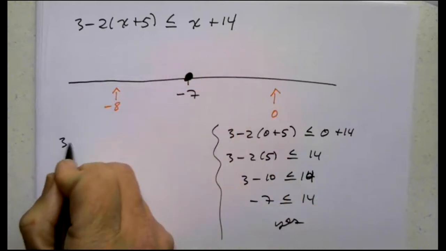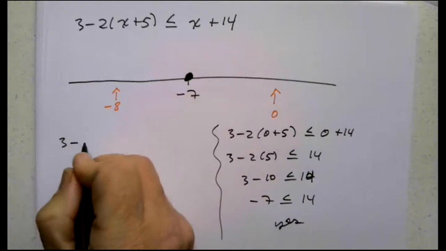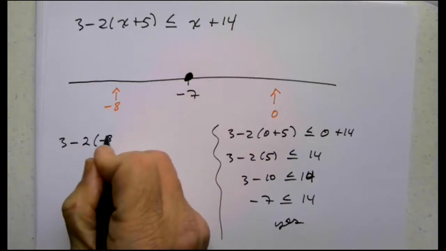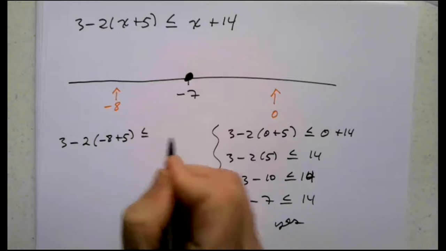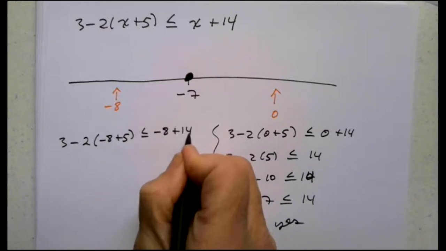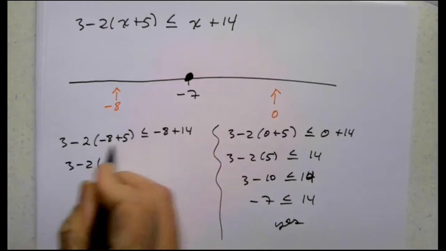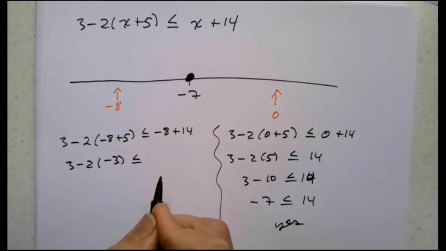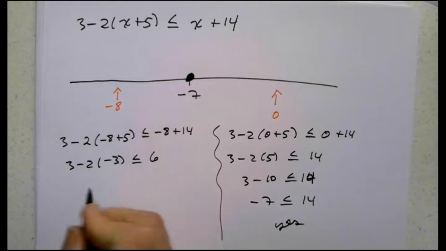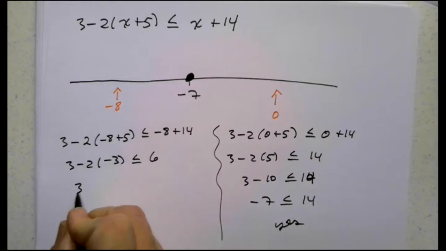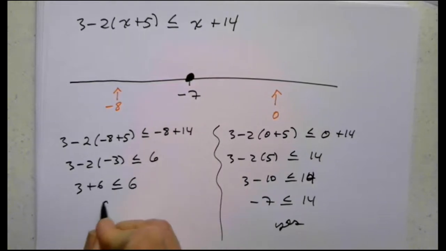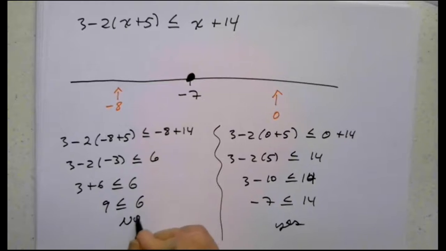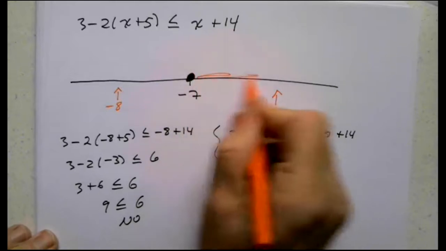3 minus 2 times, because you don't usually have both of them true, although that can happen, as we'll see. -8 plus 5 is -3, less than or equal to -8 plus 14, which I believe is 6. -2 times -3 is 6. 3 plus 6 less than or equal to 6, 9 less than or equal to 6, that's no. So I don't shade towards -8, I shade towards 0. So it looks like this.